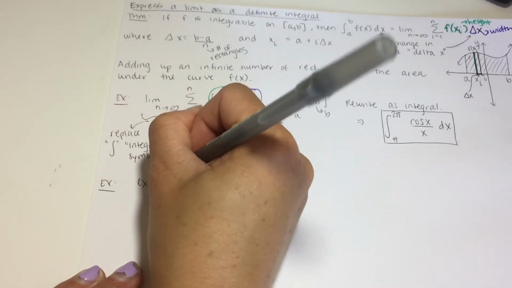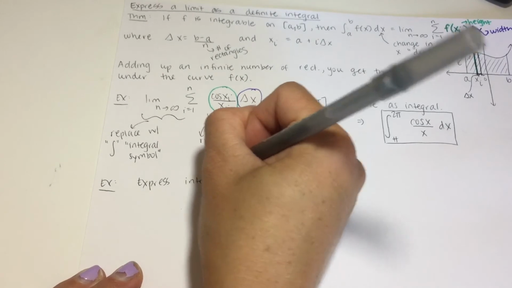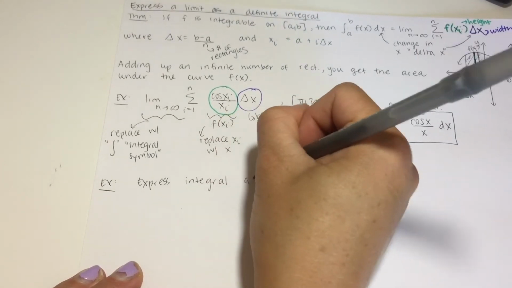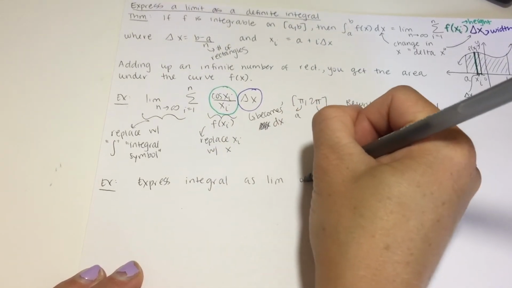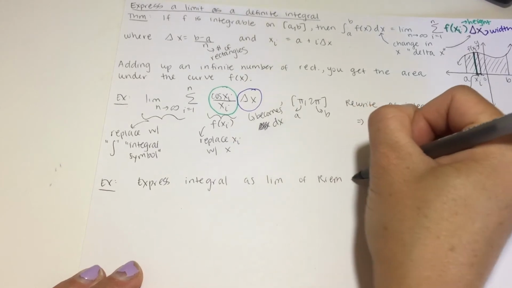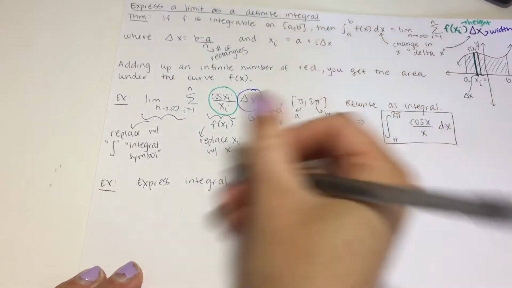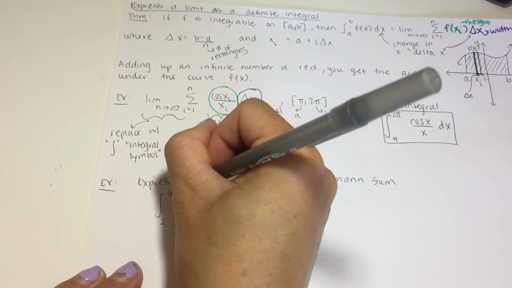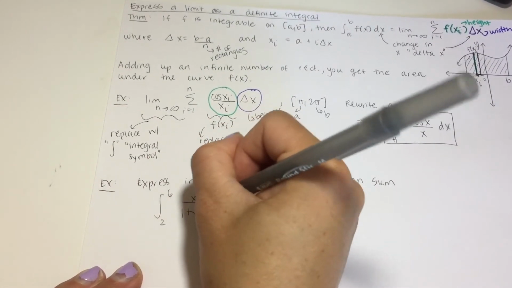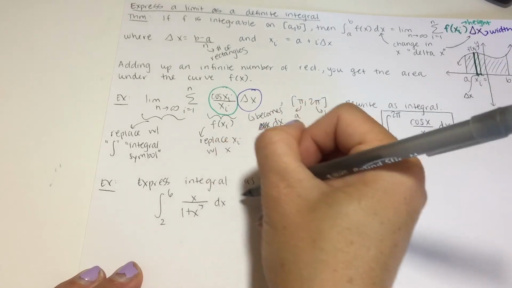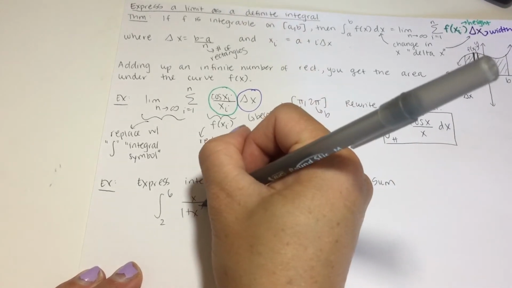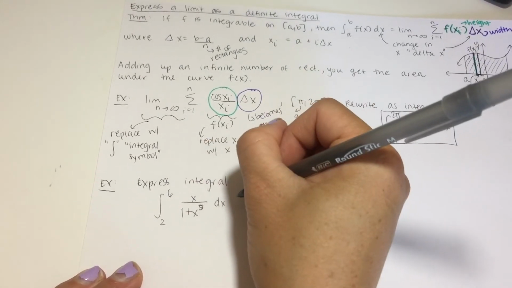Now for the second example, I'm going to go in the opposite direction. I want us to express this integral as a limit, and this is going to be a limit of Riemann sums. So we have the integral from 2 to 6 of x over 1 plus x to the 5th dx.